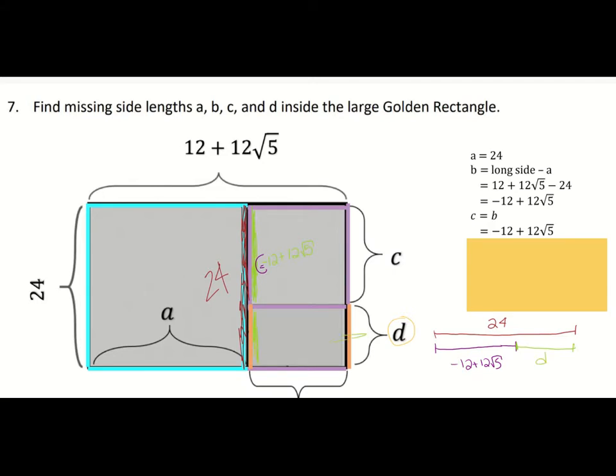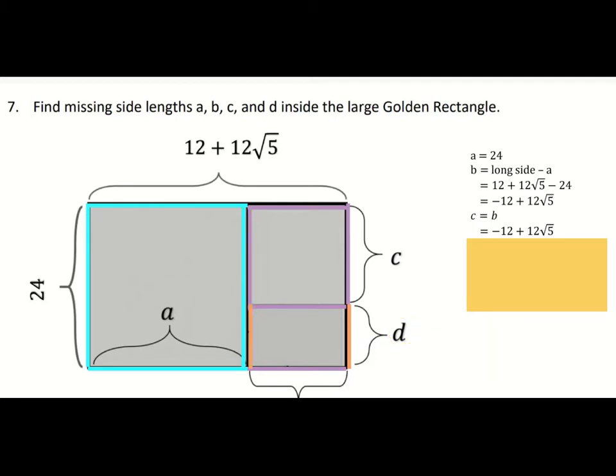Because opposite sides of a rectangle are equal. So those two sides that I've marked in green horizontally and that have already been marked in orange vertically have the same length. This is a rectangle, so opposite sides are equal. So if I can find the length here, then I am also finding D at the same time. So the way we calculate that, similar to B, is we do 24, the whole length, subtract off negative 12 plus 12 root 5. We're going to subtract that off. That is going to give us D.